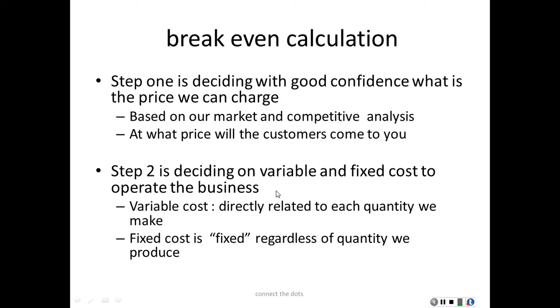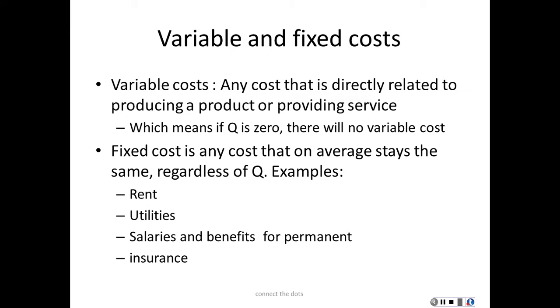Step two is obviously looking at your business and figuring out what portion is variable cost and what portion is fixed cost to operate the business. And again, variable cost is cost directly related to each quantity we make, like the flour, the sugar, the frosting, the coffee. And the fixed cost typically stays fixed regardless of how much we make. And again, variable cost is any cost that is directly related to producing a product or providing a service, which means if the quantity is zero, if you're not making anything, there will be no variable cost, because we are not going to need any flour or sugar.